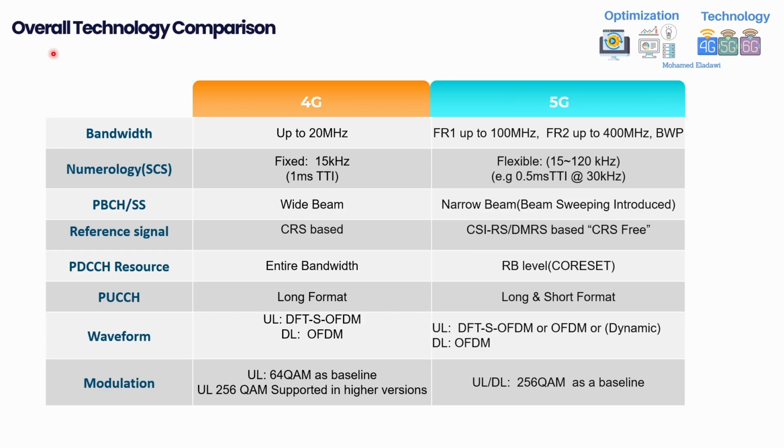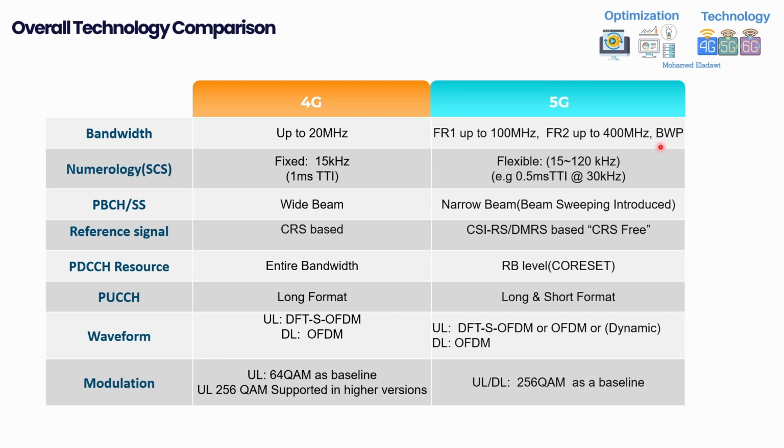Okay, now let's highlight the key technology differences between 4G and 5G. The first part is the bandwidth. As you know, 4G was supporting for one carrier up to a maximum of 20 megahertz. Now in 5G, we can have 2 different frequency ranges, which are frequency range 1 and frequency range 2. Frequency range 1 can be up to 100 megahertz, and frequency range 2 up to 400 megahertz. Frequency range 2 is called millimeter wave, and frequency range 1 is called sub-6 gigahertz.